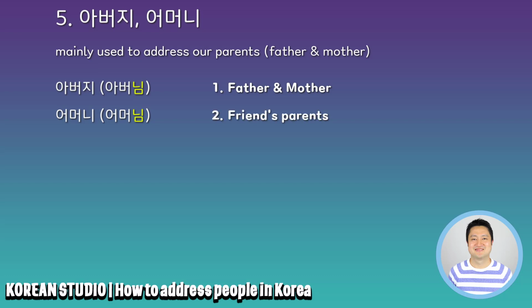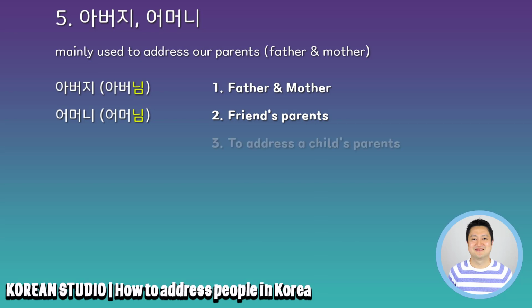Now, as well as your own parents, you can also address your friends' parents as 아버지 and 어머니. And if you need or want to be more formal, maybe you've only just met them, you don't know them very well, then you can add 님 to 아버지 and 어머니 and say 아버님 and 어머님. Now, addressing friends' parents as 아버지 and 어머니 is only by adults. If children want to address their friends' parents, they would use 아저씨 and 아줌마, which we will discuss a little later.